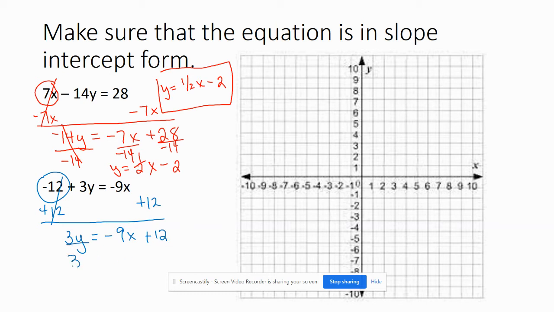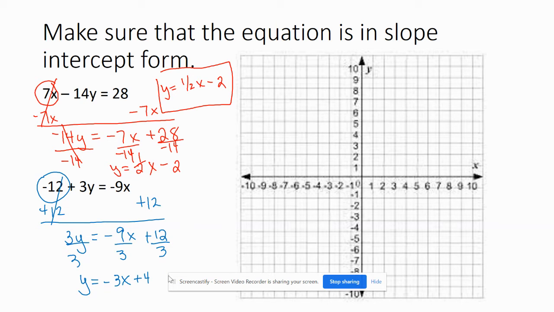Now, divide by 3 because I want to get this 3 away from that y. I'll have y equals negative 3x plus 4. Because negative 9 divided by 3 is negative 3. 12 divided by 3 is 4.